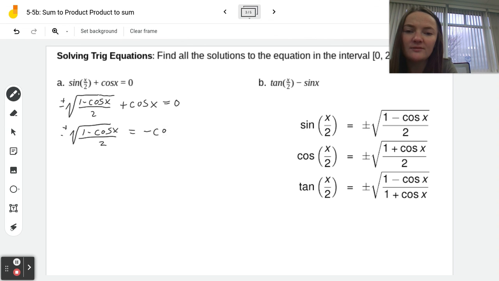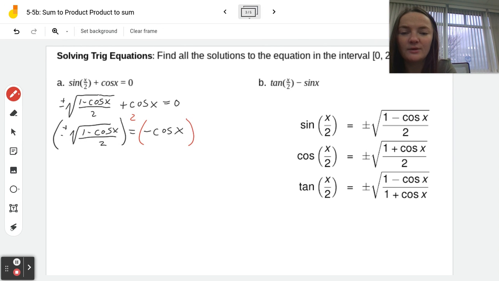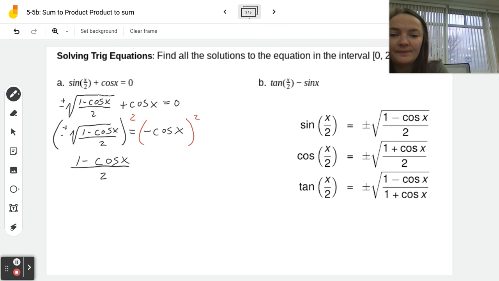And we'll say that's equal to negative cosine of x, because the thing that's probably really scaring me here is that square root. So I am going to square both sides. When I square both sides, if I take the square root of 1 minus cosine of x over 2 and multiply it by itself, I'm just going to get 1 minus cosine of x over 2. Negative cosine squared is just going to be cosine squared x.